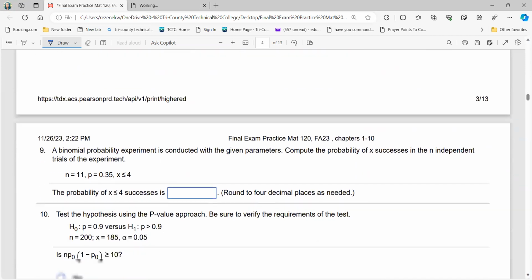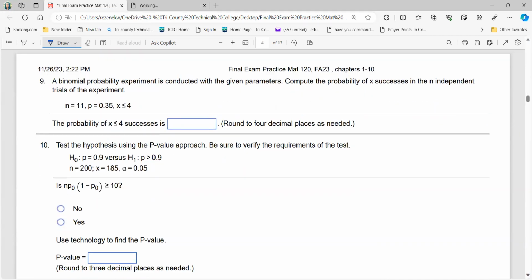You have time to do binomial distribution. Do we have time? Binomial distribution, number 9. Let's quickly do number 9. This is very important. Number 9 is binomial distribution. Don't forget the formula, even though they're not asking you about the formula.